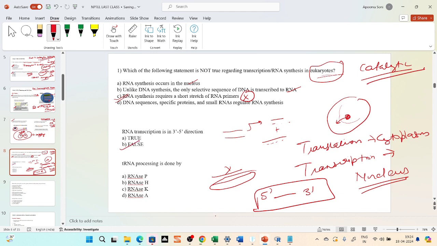Then, tRNA processing is done by RNase P, RNase H, RNase K, RNase A. What should be the answer? The answer is RNase P. A is the answer. Okay? Fine.